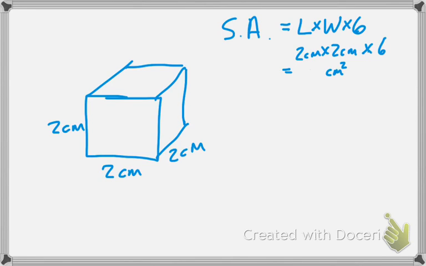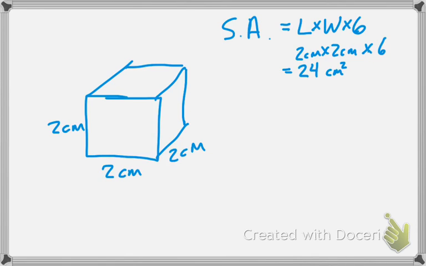All right. Where's my pen now? A little rusty this morning. Sorry. So it's 24 centimeters squared, right? 2 times 2 is 4 times 6. 4 times 6 is 24. Wow. Okay. So that's how I did surface area.